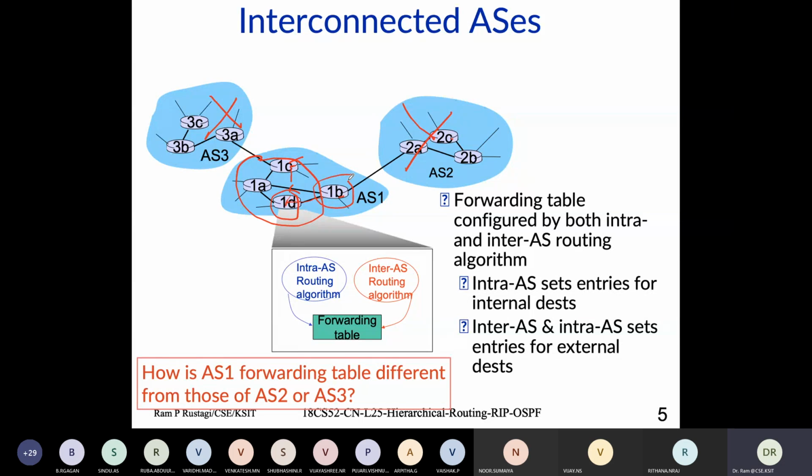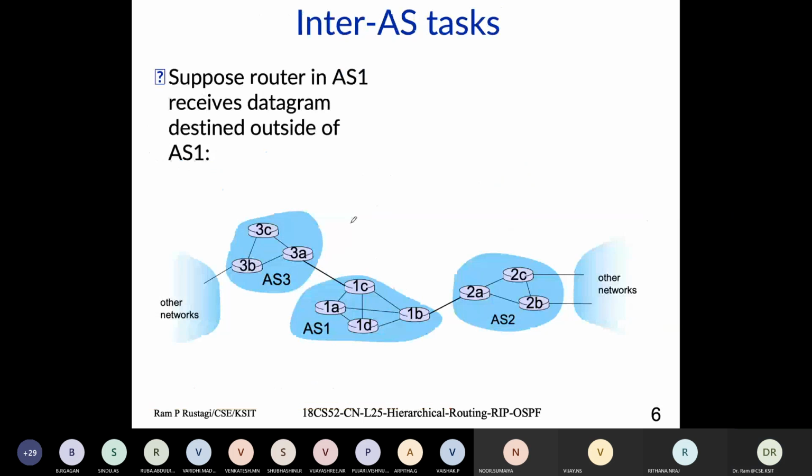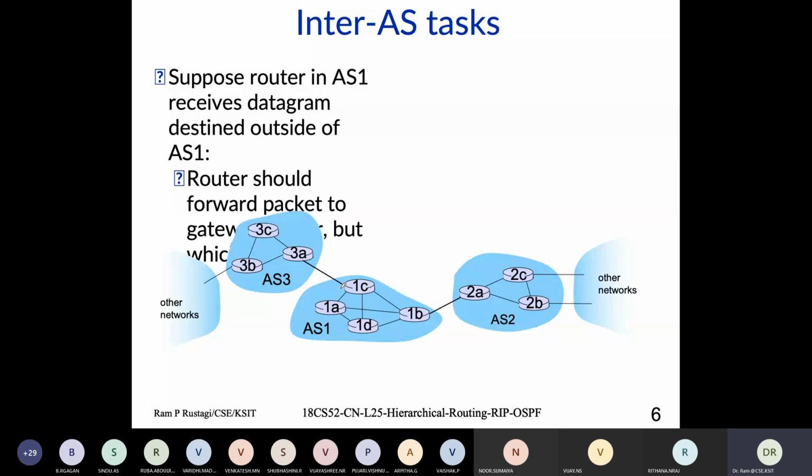And that means the job of determining which is my next gateway for a given network becomes complicated when there are two AS systems connected to my AS. Let's look at a better example in the next diagram. Consider that the router in AS1 receives a datagram for a destination outside of AS1. Now this router receives a packet. Should it go to 1C?